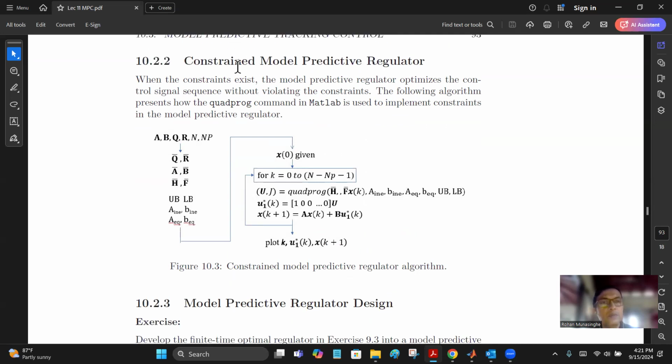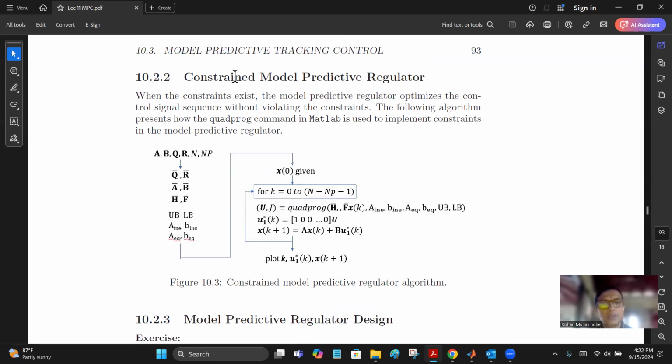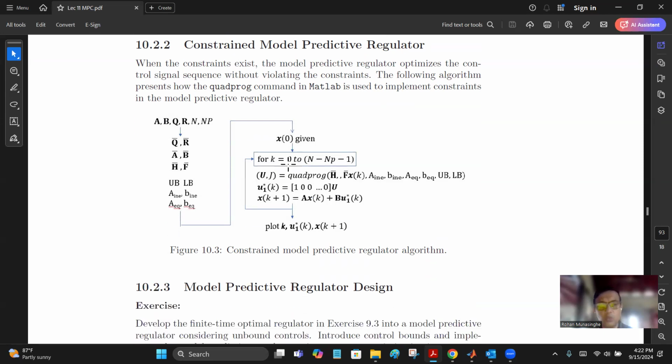And in engineering, there's always constraints. So when you do anything, look at the constraints and respect the constraints, and optimize the systems well within the constraints. If you want to take the constraints in, it's very easy. Within the model predictive controller, you use quadprog or any other optimization algorithm where you can introduce the control limits, UB, LB. UB means upper bound, LB means lower bound.